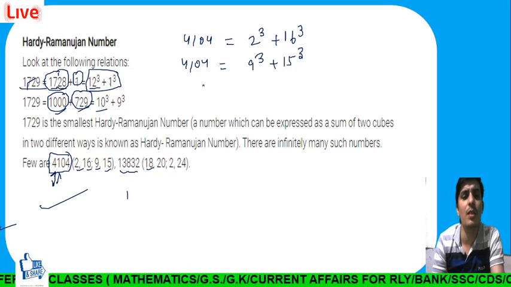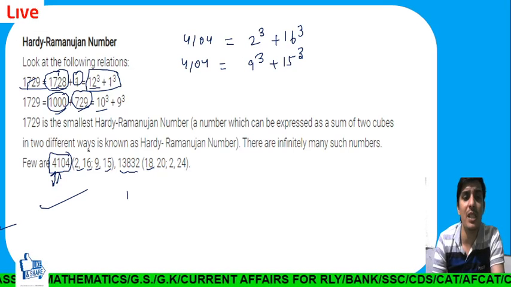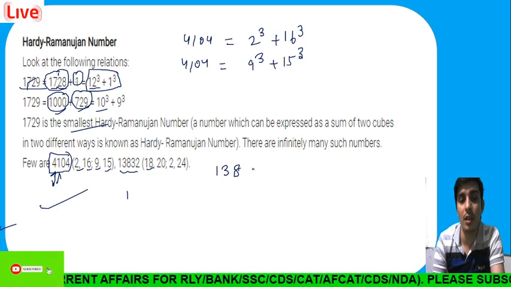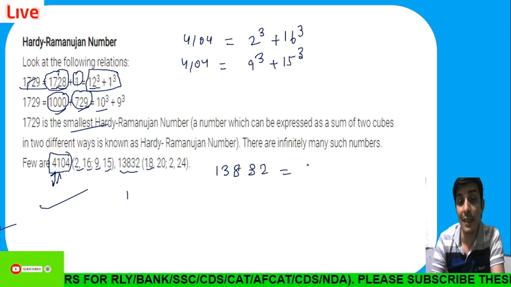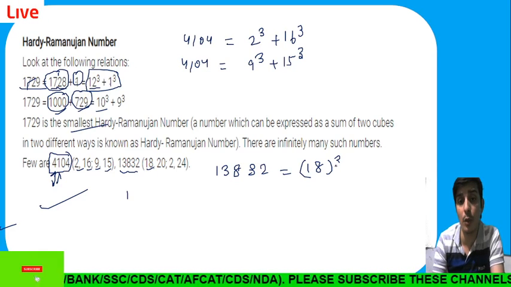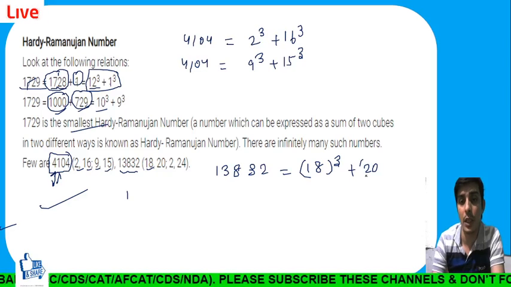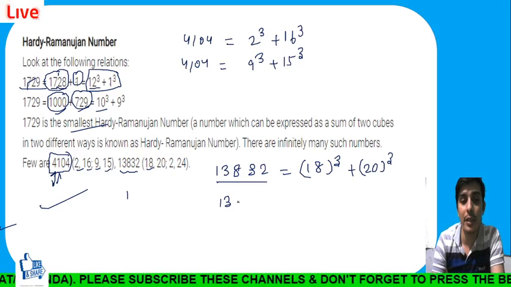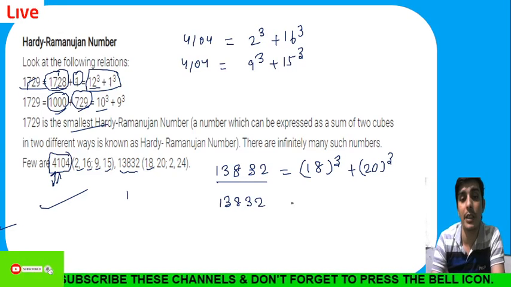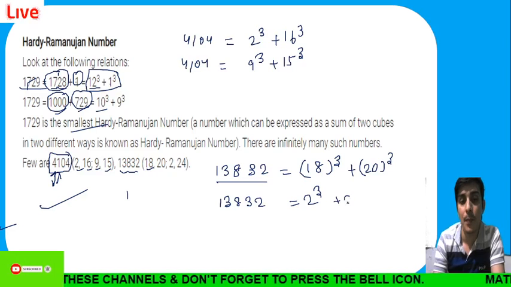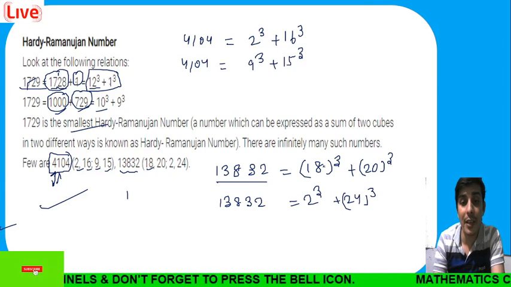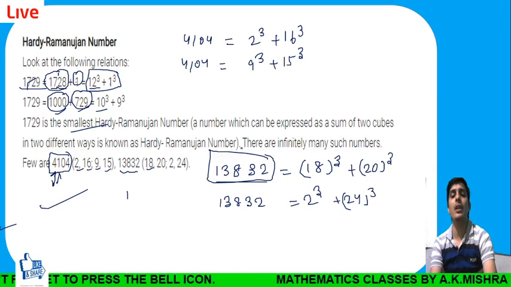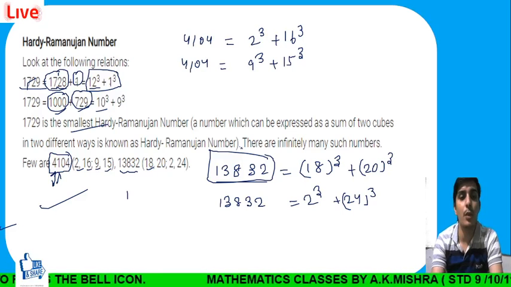So you can say there are so many examples, but 1729 is the smallest Hardy-Ramanujan number. Another example you can write here, 13,832, and we can write here what, guys? 18 raised to the power 3 plus 20 raised to the power 3. Okay, so after adding you will get 13,832. And similarly you can write here 13,832 is equal to 2 raised to the power 3 plus 24 raised to the power 3, and after adding you will get 13,832. So there are so many such numbers, you can understand.